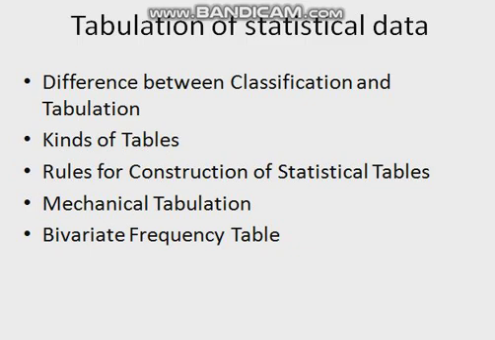Classification is a method of statistical analysis, whereas tabulation is a method of presentation of data. In the process of classification, the data are classified in groups and subgroups. In tabulation, derivatives like percentages, ratios, etc. are used so that comparison becomes easy. Now I will be discussing kinds of tables.